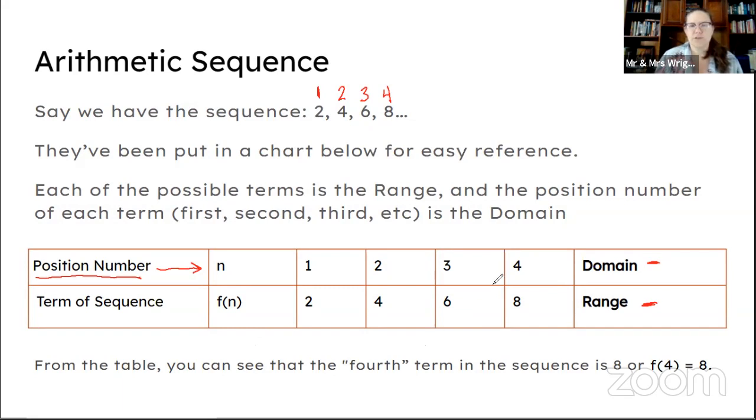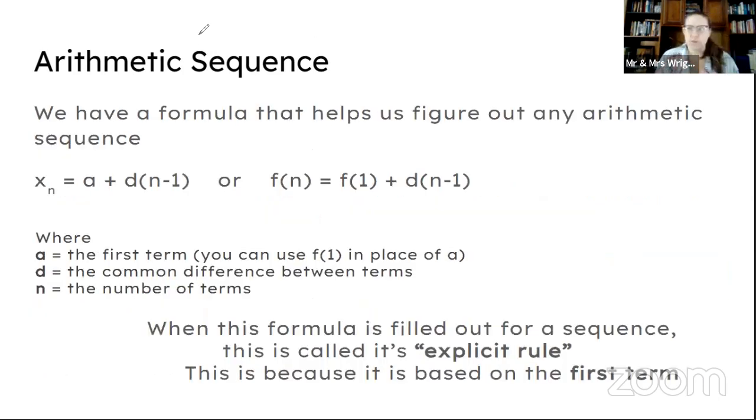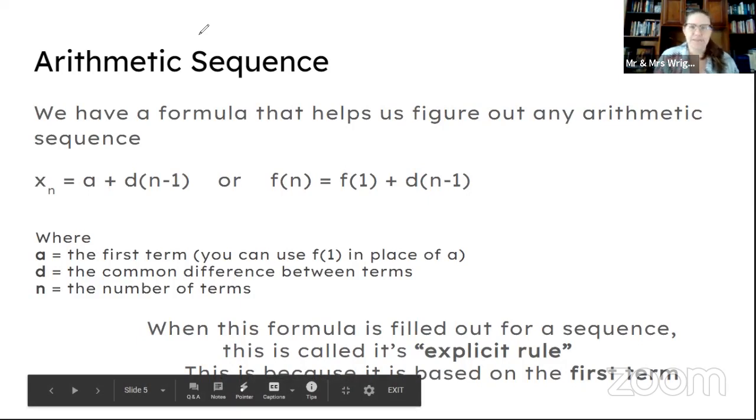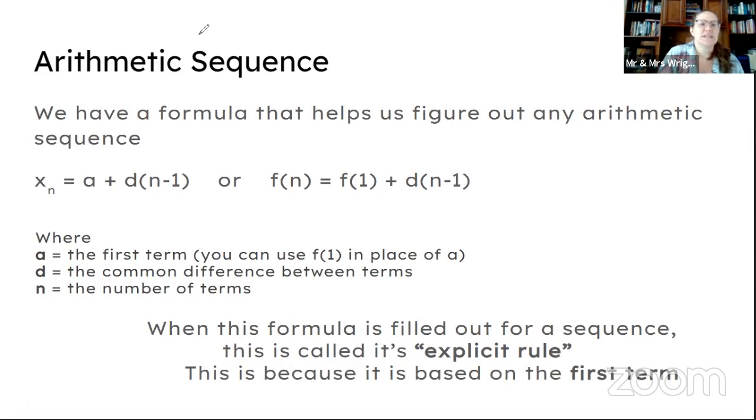And from this table, you know that the fourth term is 8. Another way to write that is f of 4 is 8. Okay, so this is looking at it like a function. However, when we have functions, we should be able to find a way to write it as an arithmetic sentence, right? We want a math sentence, an equation, something with an equal sign.